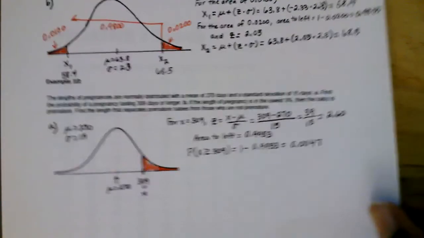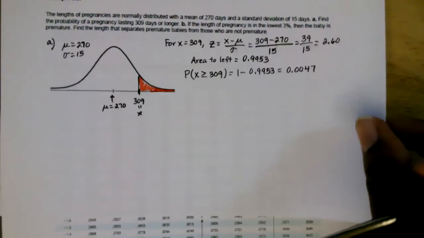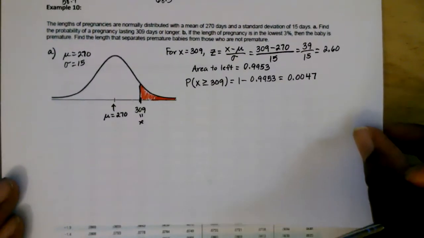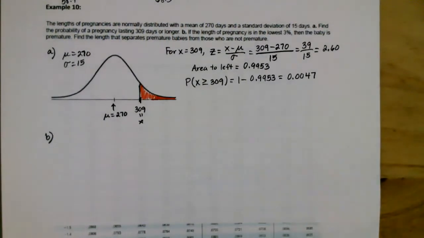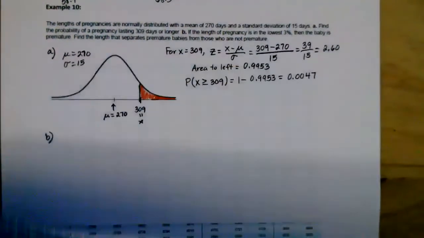Okay, now on to part B is this. If the length of a pregnancy is in the lowest 3%, then the baby is premature. And we want to find the length that separates the premature babies from those who are not premature.